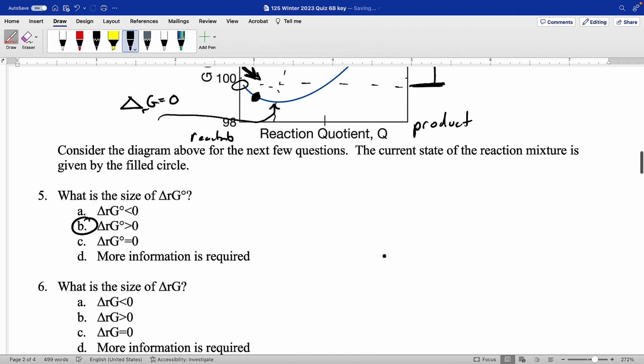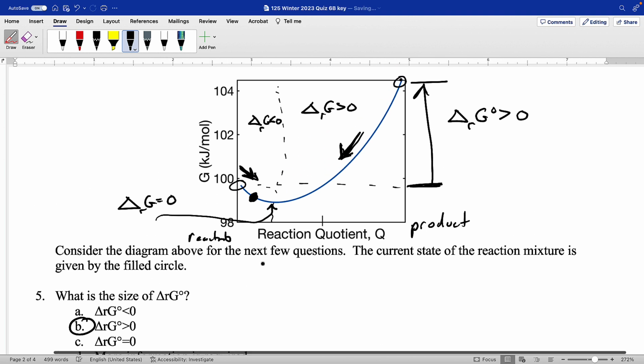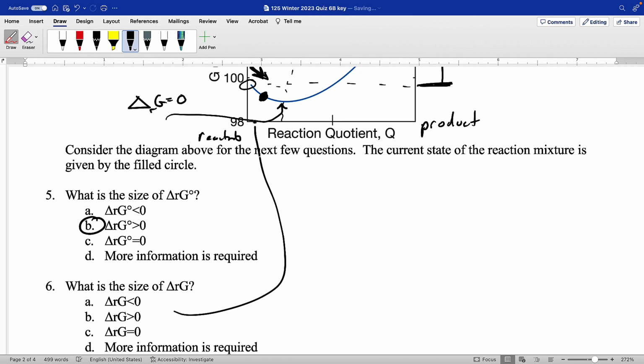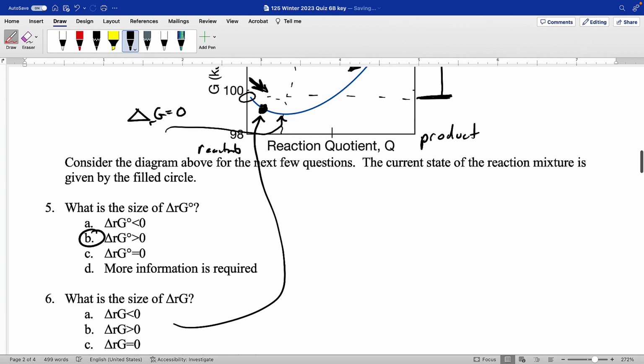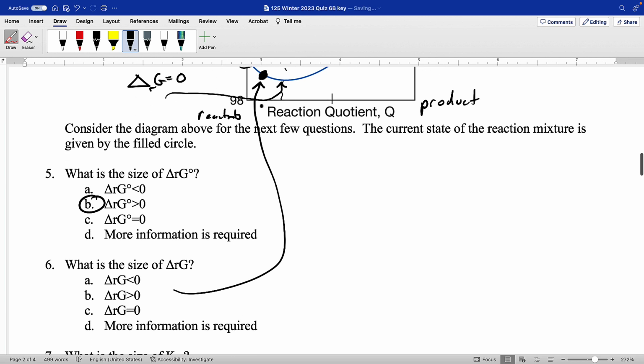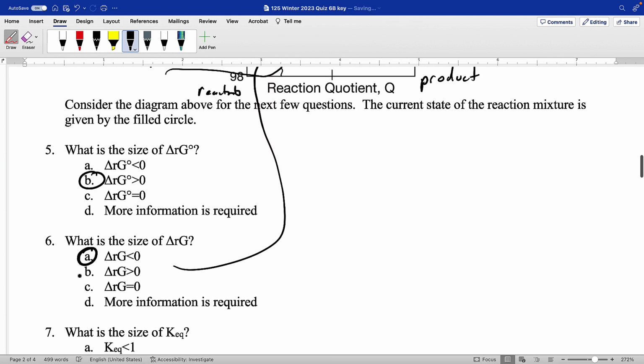Size of delta G. Well, delta G, now we actually do care where we're at, and where we're at is, and we'll just draw a little annotation here that we're talking about there, that's the current state of the system. We can see that the slope is down and to the right, which means delta G is negative. Forward reaction spontaneous.